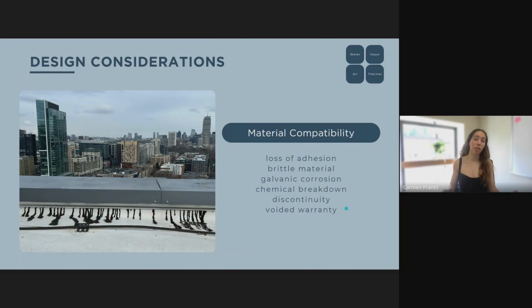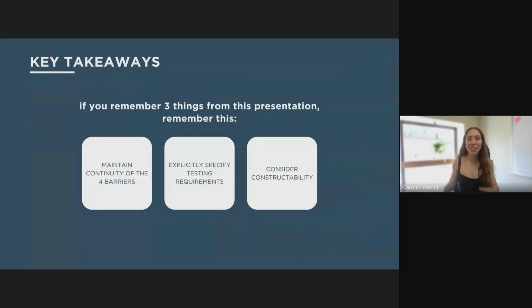It could also be like our previous example with the Marina apartments, where we had fluid applied installed onto OSB. Again, not the best substrate for continuity, which is required for that product, the fluid applied product, to perform the way it's intended. So using incompatible materials, whether chemically incompatible or in instances where they're not intended to perform correctly, can lead to things like loss of adhesion, brittle material, galvanic corrosion, chemical breakdown, discontinuity, but a big red flag for owners, and what you certainly want to steer clear of on the design side, is that it can void your warranty.